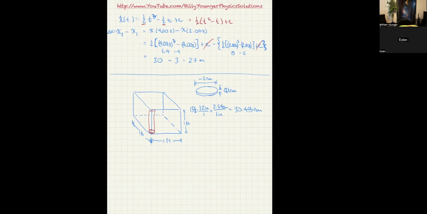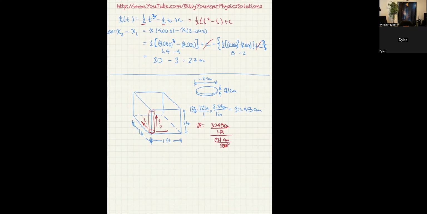And then how many stacks can I go left and how many stacks can I go right? How many can I go that way? How many can I go forward and backwards? And then, of course, how many can I go up? So up, I'm going to say 30.48 centimeters per 1 foot, and then I'm going to take that and divide it by 0.1 centimeters per penny.